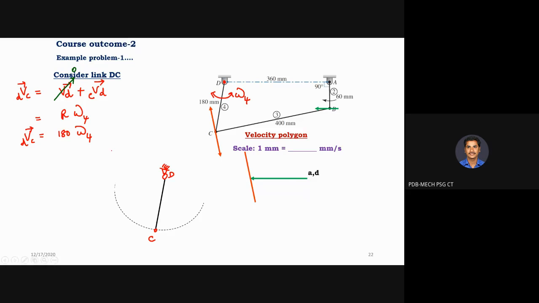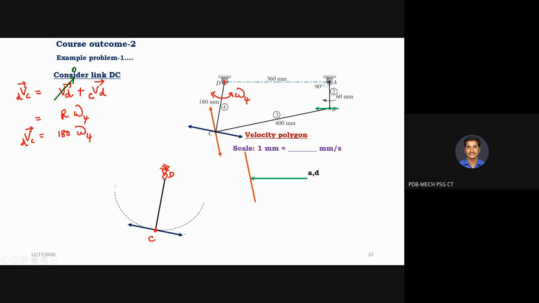In which direction is it acting? Perpendicular to the link CD. That's all. If direction is asked, it should be acting perpendicular to the link CD. Where is link CD? Here. So perpendicular to link CD is this direction. Link CD perpendicular can be represented in the kinematic diagram also.